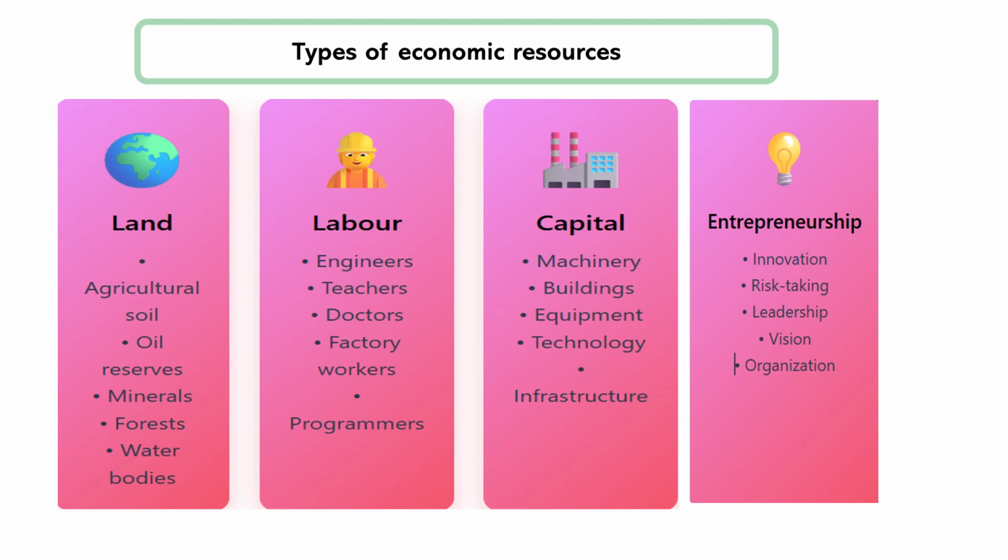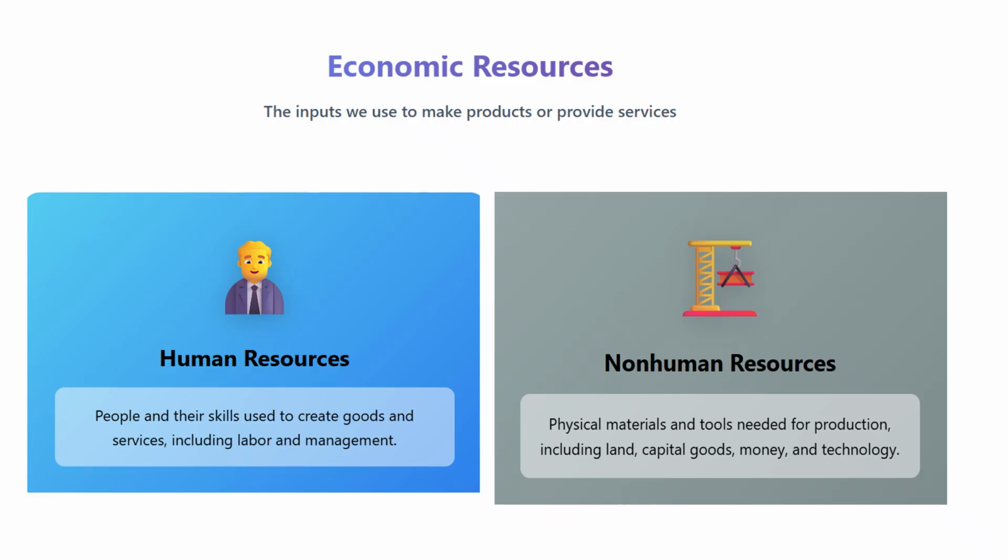Now let's look at the four main categories of resources used in production. These are land, labor, capital, and entrepreneurship. We include labor and entrepreneurship as human resources, while capital and land are considered non-human resources.